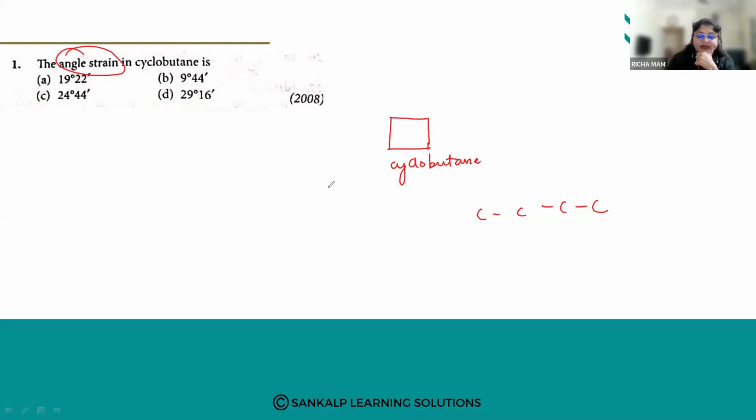Now cyclobutane is a ring structure, right? It is a four-member ring structure. You can see here that each corner of the ring is 90 degrees. But there will be some angle strain in this cyclobutane, which is 9 degrees 44 minutes. So this is the angle strain seen in cyclobutane. Yes, Tejaswini has also answered it right.